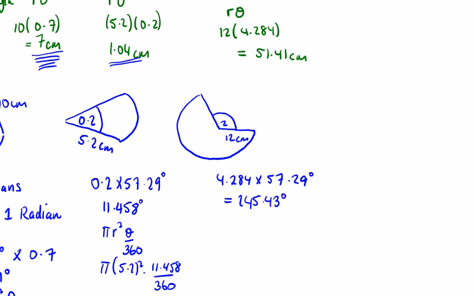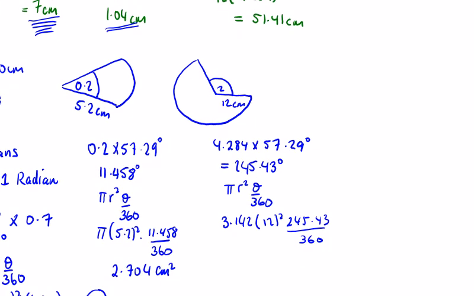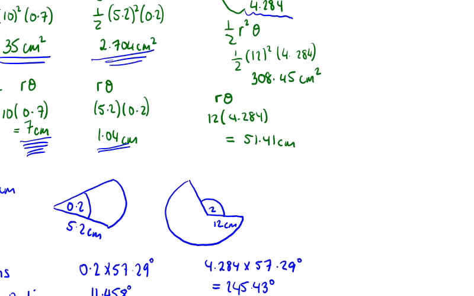So my area is pi r squared by theta over 360. So 3.142 if you want by my 12 squared by my 245.43 over 360, which will give us 308.45 centimeters squared. What do we get up above? We got the same.